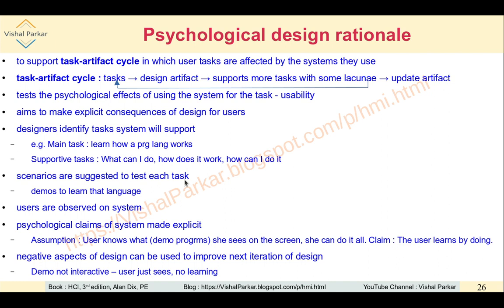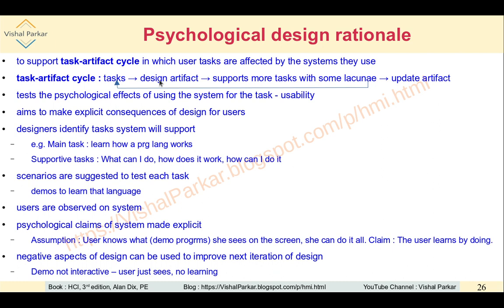The third type is psychological design rationale. Now there is something called the task artifact cycle. Now what is that? So there may be multiple tasks identified, some issues identified, for example. So these are the tasks to be implemented. A product is to be designed for that. So we design one artifact, we design a product, and that is called the artifact.